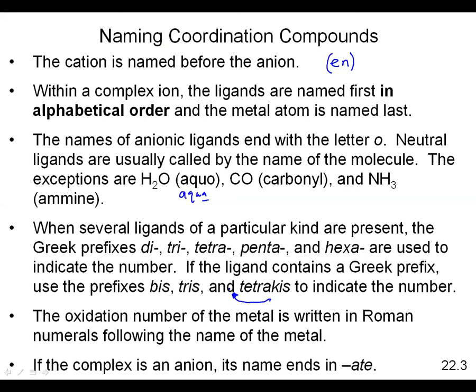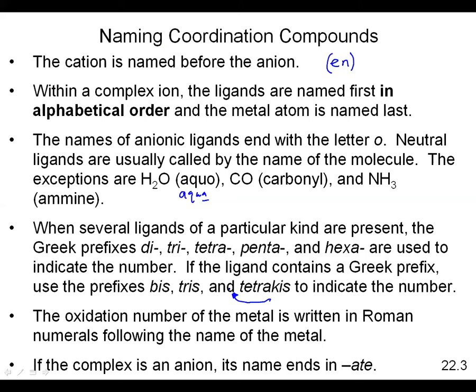Also, for oxalate, if you have more than one of those, people like to use bis, tris, tetrakis. As I mentioned, the oxidation number for the metal is always given in Roman numerals. So almost like type 2 ionic compounds, where you give the Roman numerals to indicate the charge on the metal, you always do that for the complex ion.